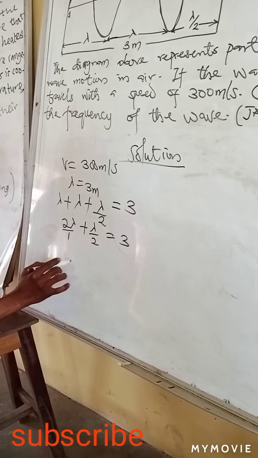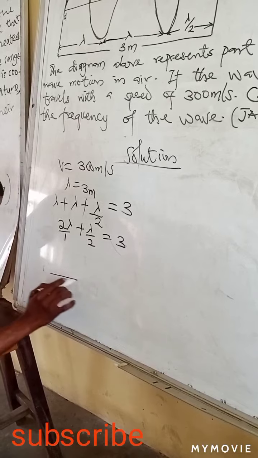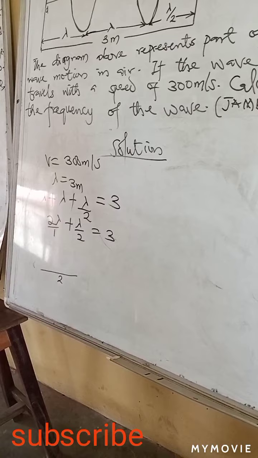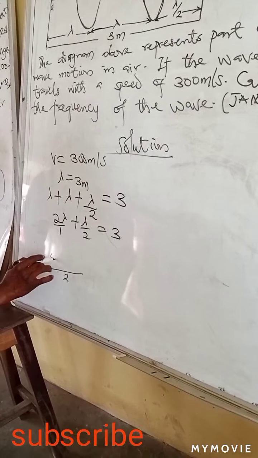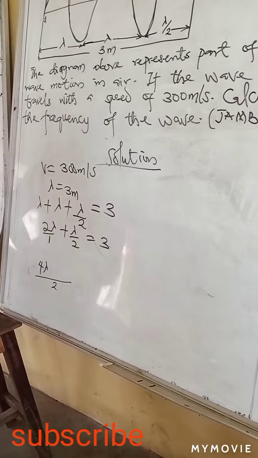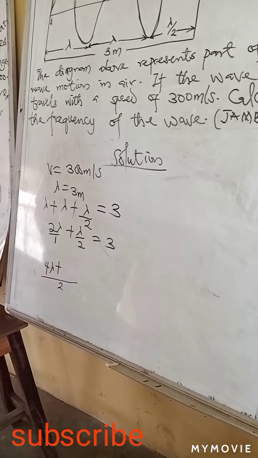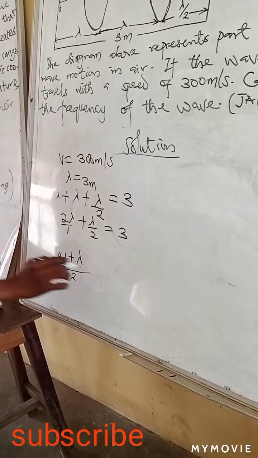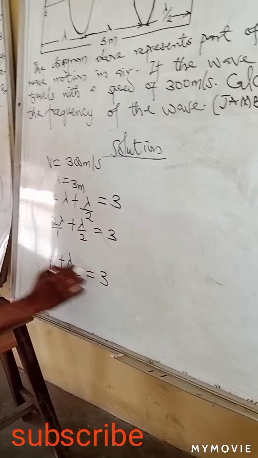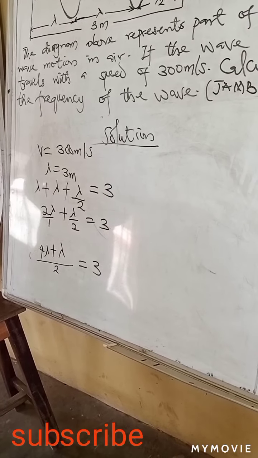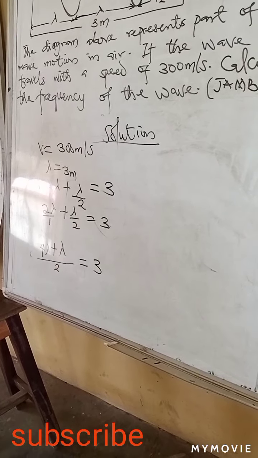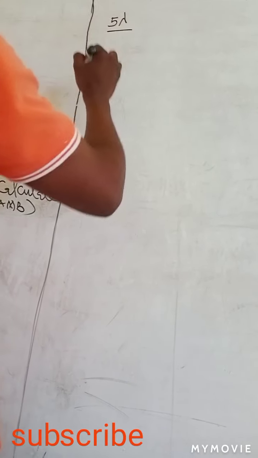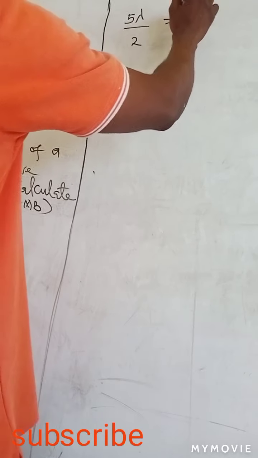When we look for the LCM, the LCM is going to be 2. 1 goes in 2, that's 2. 2 times 2 is going to be 4 wavelengths. Plus 2 goes in 2, 1. 1 times wavelength is going to be wavelength. Equals 3. 4 wavelength plus wavelength will give us 5 wavelength all over 2 equals 3.